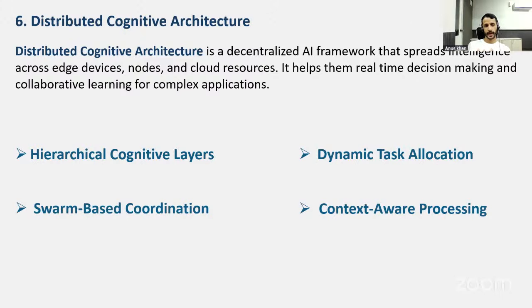Moving to the key points: hierarchical cognitive layers, because we have the physical layer, edge layer, and cloud layer, which I will show you in the next slide with the architecture. Dynamic task allocation plays a significant role, I would say, because it helps us tremendously to allocate tasks dynamically based on resource availability, physical location, bandwidth requirements, and so on. Swarm-based coordination also plays a vital role because it helps AI models gather the behavior of nature and make decisions accordingly in real time. Context awareness processing is also very essential, as I mentioned in my previous slide. It helps AI models behave according to the requirement.